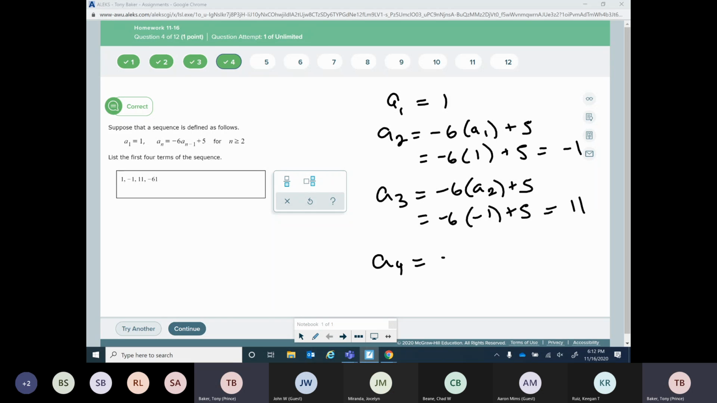And then a4 is -6 times a4. Oh, sorry, a3. A3 plus 5. So I get -6 times 11 plus 5, which is -61. So that's a recursive sequence. You kind of need to know the previous terms to be able to figure out the next one.